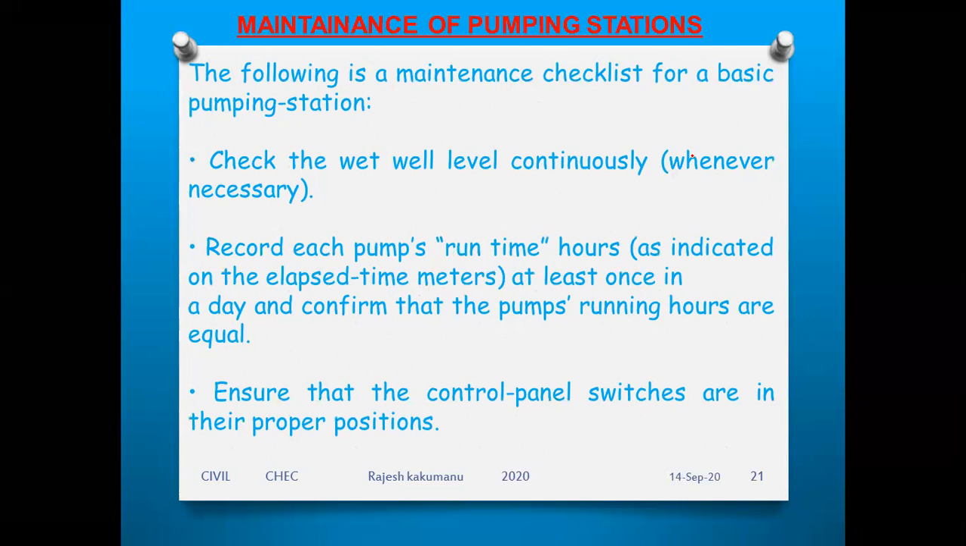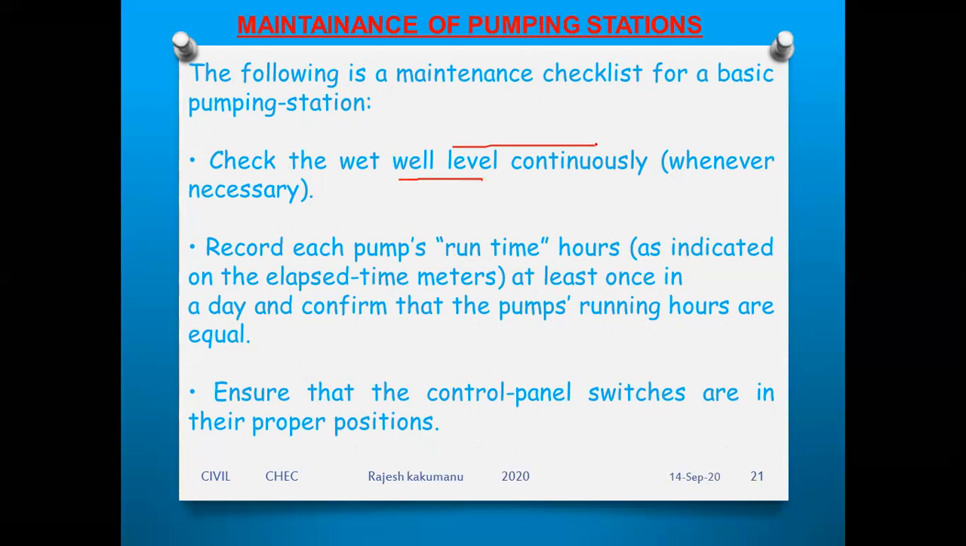So what is the first one? Check the wet well level continuously. In a dry well there will be no water, so you check it regularly: twice a day, weekly, fortnightly, that is every 15 days, monthly. Check the wet well level continuously.